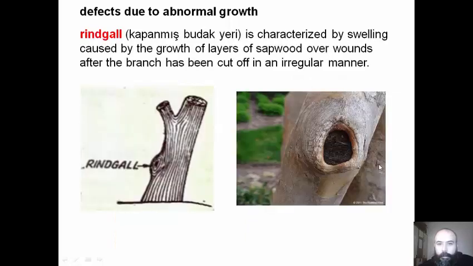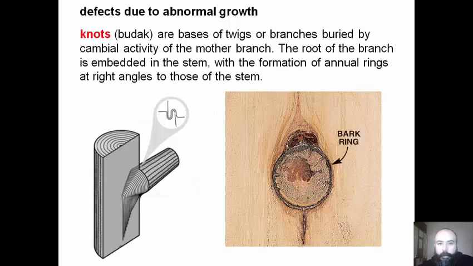A rindgall is characterized by swelling caused by the growth of layers of sapwood over wounds after the branch has been cut off in an irregular manner. Knots are bases of twigs or branches buried in cambial activity by the mother branch. The root of the branch is embedded in the stem with the formation of annual rings at right angles to those of the stem.